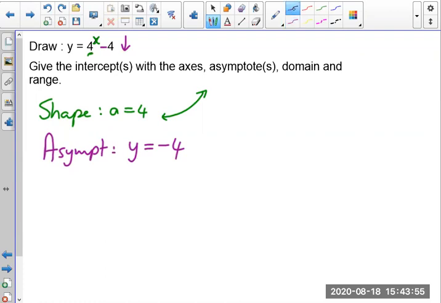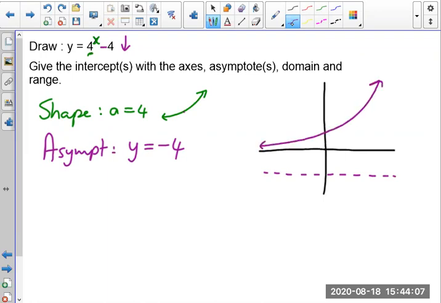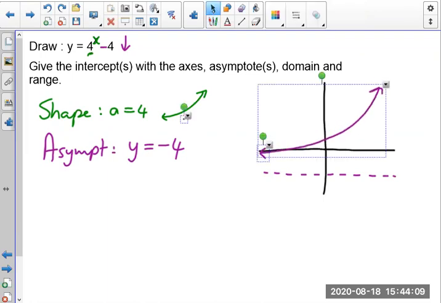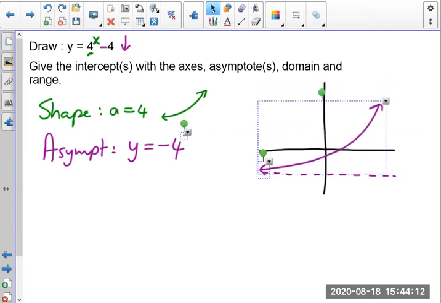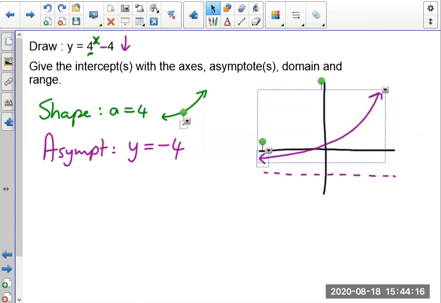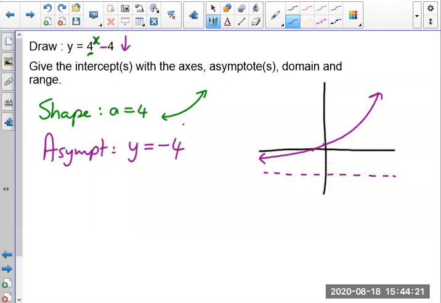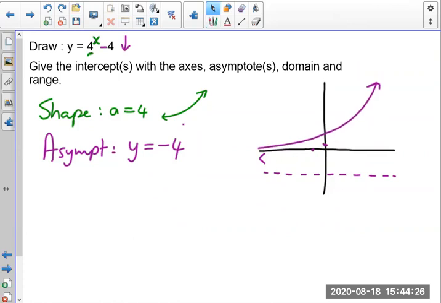Now, if I start drawing, you will see y equals minus 4 is now my asymptote. And that graph that was there must now move down. So that means I can have an x-intercept and I can have a y-intercept. So before I move, I must first calculate the x and the y-intercepts.